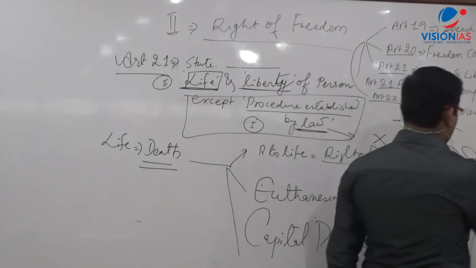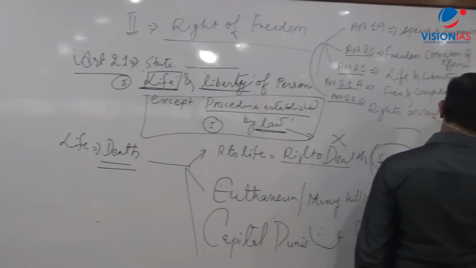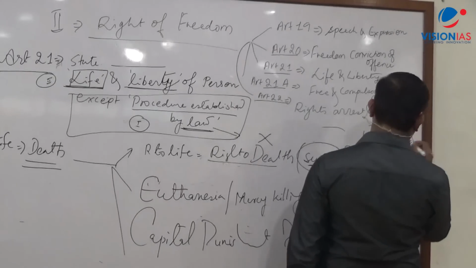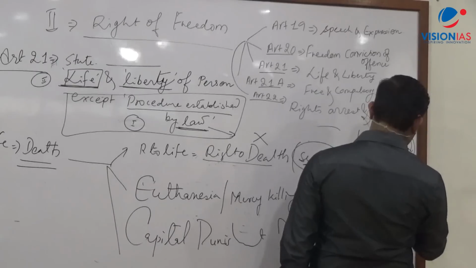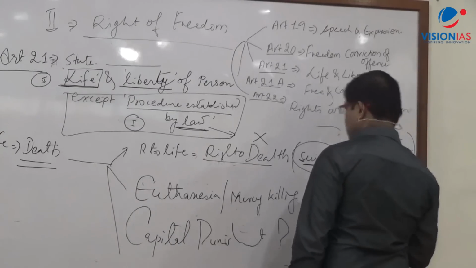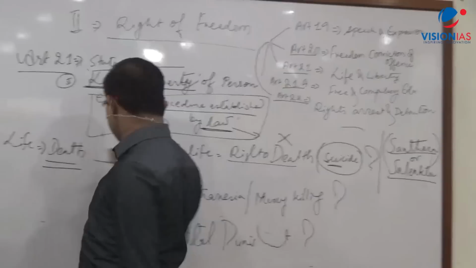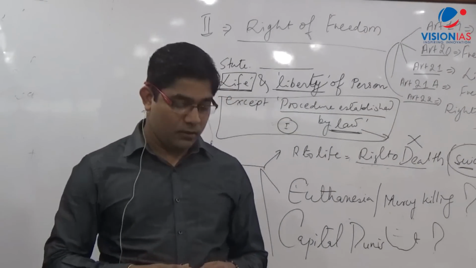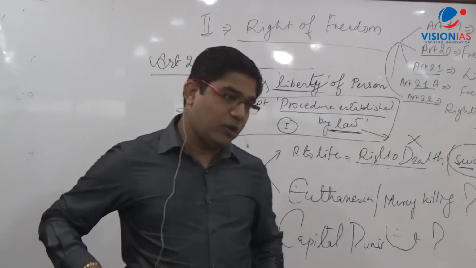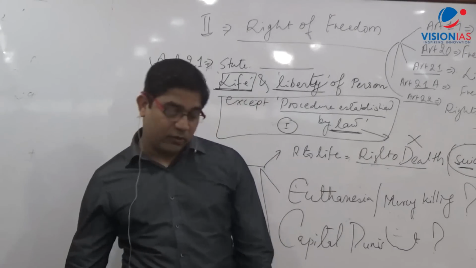Here also there was a case of Santhara or Salekha. What is this Santhara and why are we discussing it under Article 21? Yes, the Jains, they fast unto death.